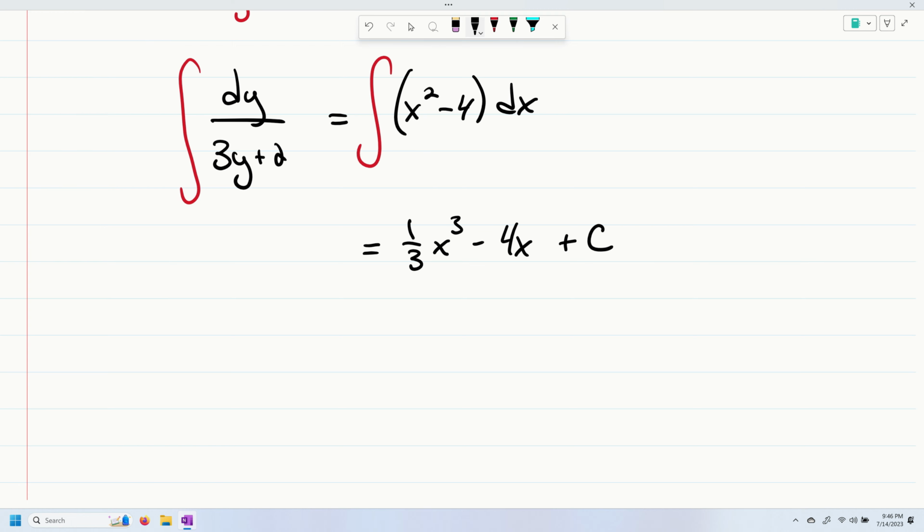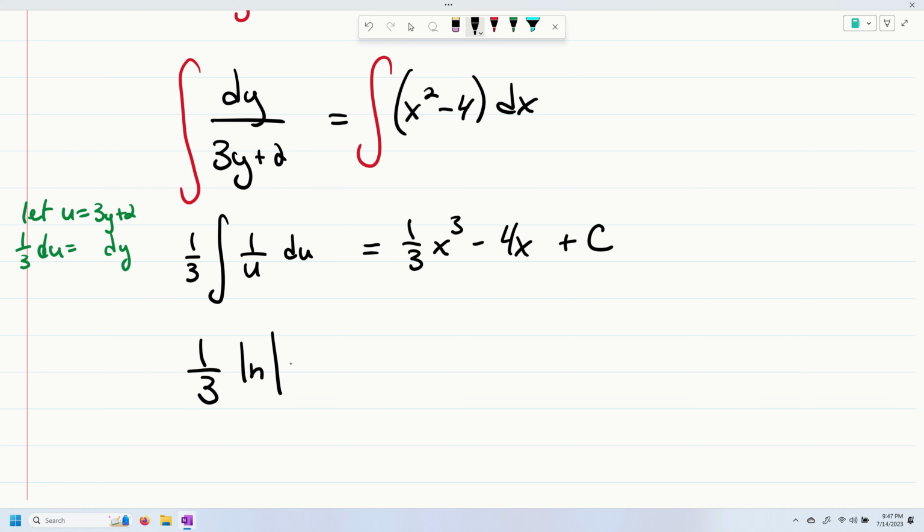Now, on the left-hand side, that's a little bit more difficult because what we're going to have to use is u substitution. So we're going to let u equal 3y plus 2, du equals 3 dy, and then I'm just going to move the 3 over to the left-hand side. So now when I go to integrate this, I get a 1/3 out front, 1 over u du. And then when I integrate this, I get 1/3 times the ln of u, which equals all this on the right-hand side still.